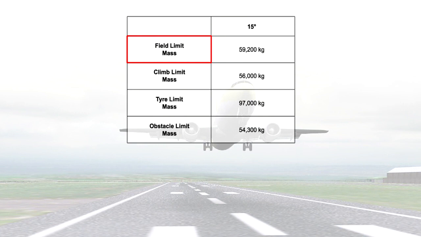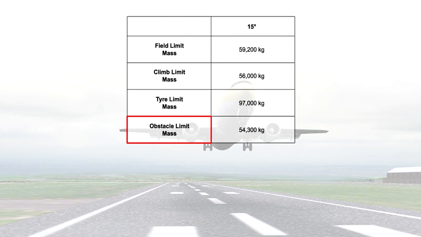If our mass is more than the field limit mass, then it is impossible to meet the field length requirements and a safe takeoff cannot be completed. If the takeoff mass was greater than the climb limit mass, then the aeroplane cannot attain the minimum climb gradient requirements. If the takeoff mass of the aeroplane exceeded the tire speed limit mass, then the tires would disintegrate on takeoff. And lastly, if the takeoff mass was greater than the obstacle limit mass, then the vertical obstacle clearance requirements cannot be met.